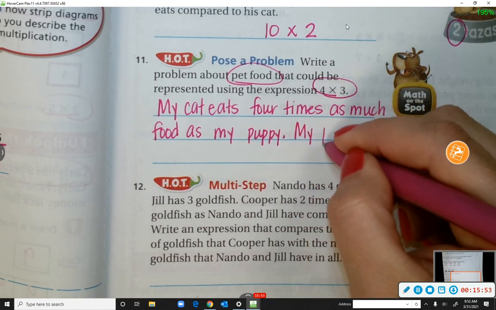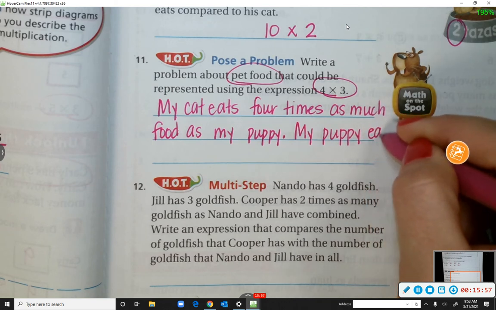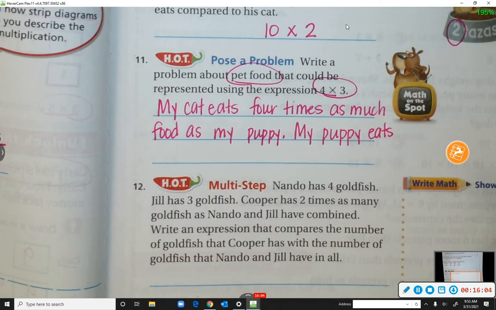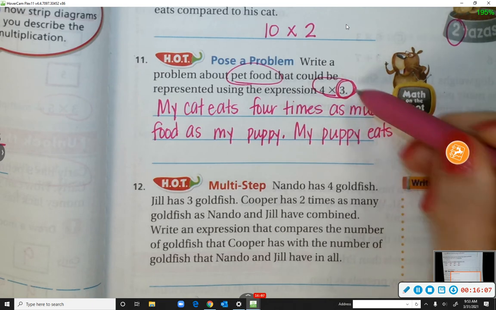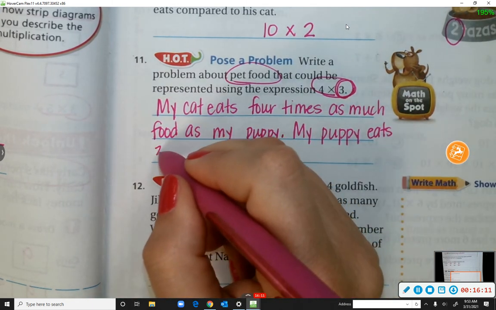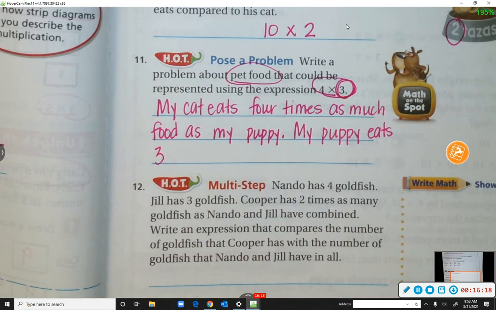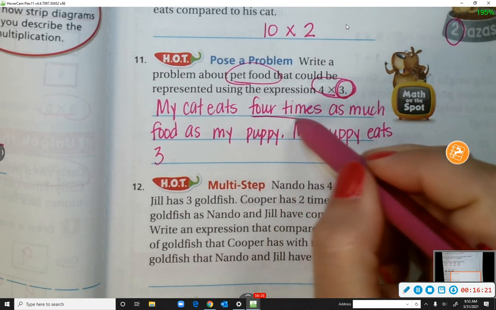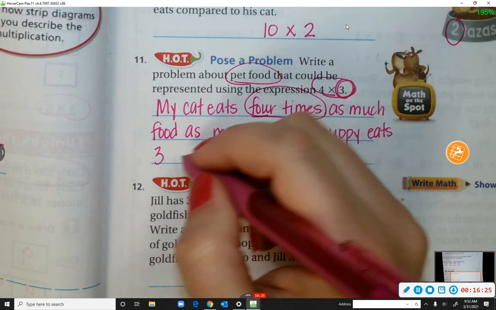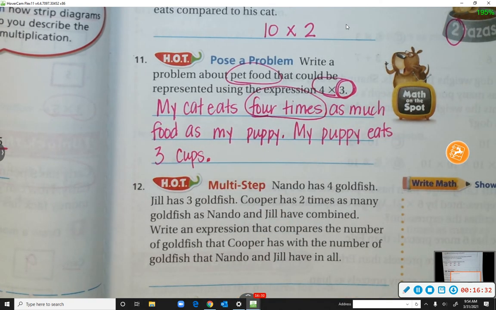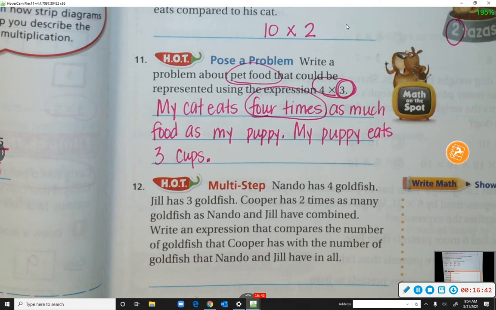My puppy eats how much? David? 10 times more than. Not 10 times. We've got to use this 3 somehow. So we can just say my puppy eats 3, whatever measurement we want to use. What do we want to use, Evangeline? 3 times. No, not 3 times. We've already done the times part, 4 times. So we would just say 3 cups or 3 scoops. Okay, my cat eats 4 times as much food as my puppy. My puppy eats 3 cups. How much food does my cat eat? Okay, that would be your question.